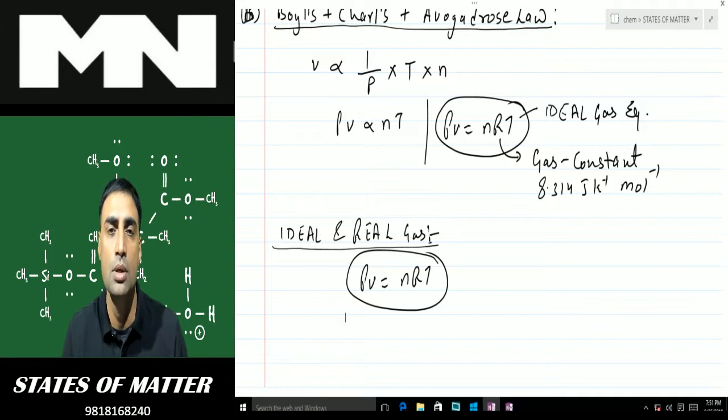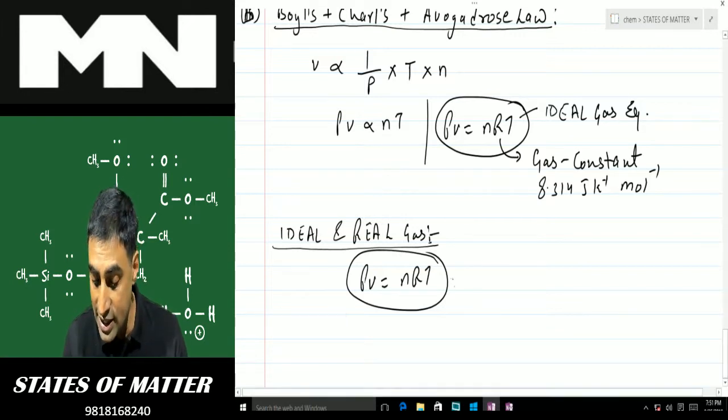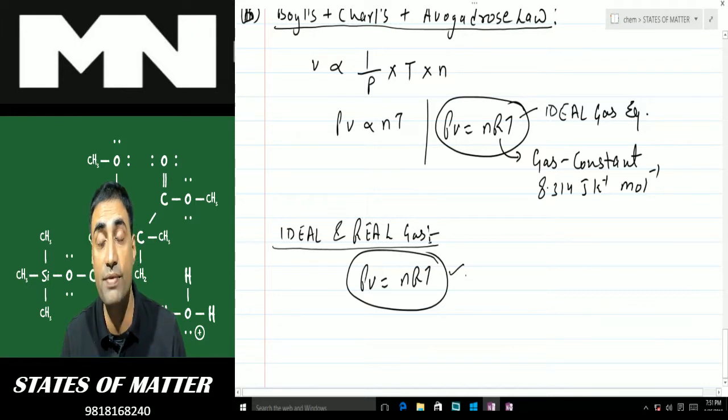That means they obey ideal gas equation when their volume is very large. That is when the temperature is high and the pressure is low. So when the temperature is high and the pressure is low, they obey ideal gas equation, this equation. But if the reverse happens, the temperature is low and the pressure is high, when their volume reduces, they start deviating from this ideal gas equation. Such gases, they are known as real gases.